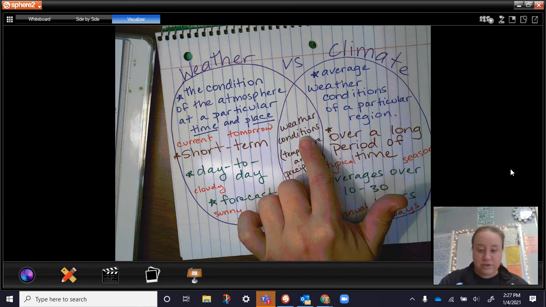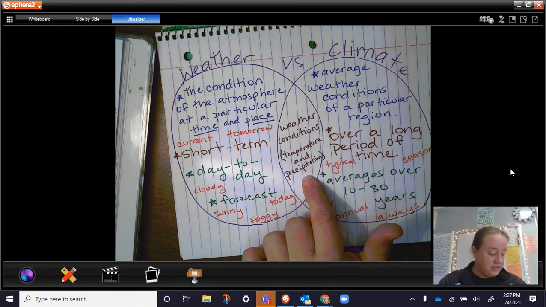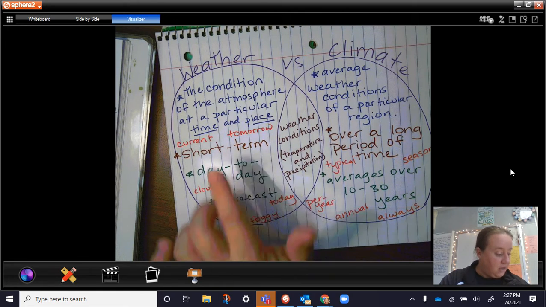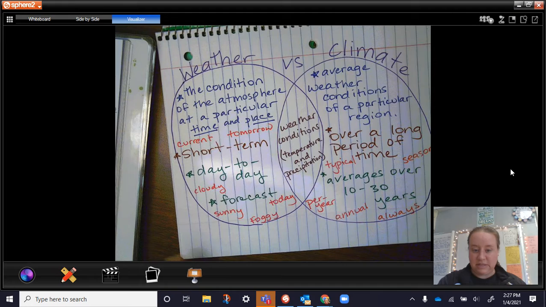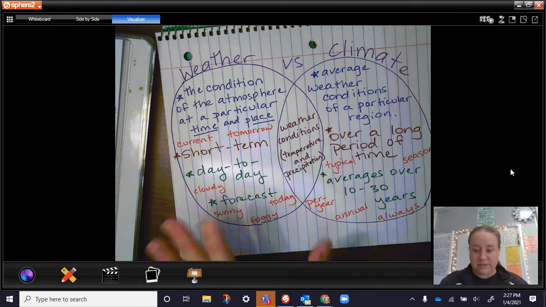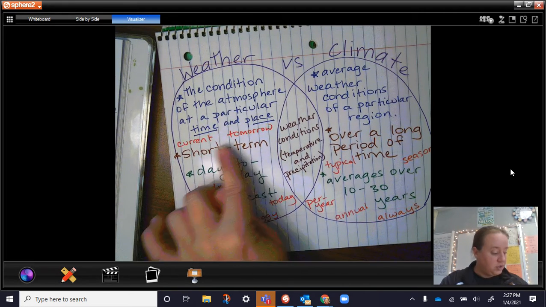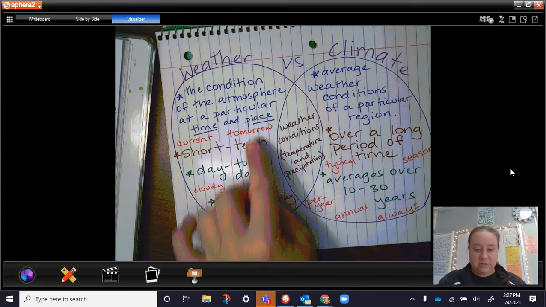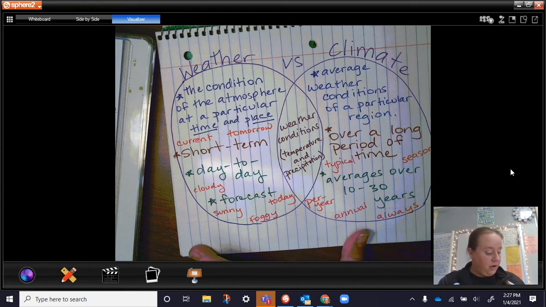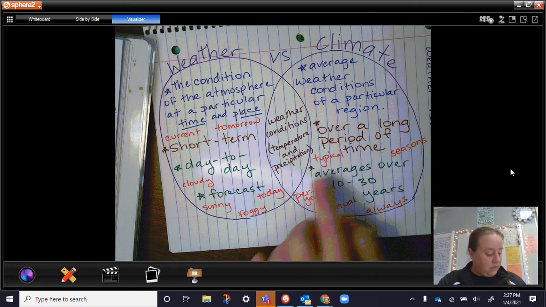So they both have to do with weather conditions, talking about temperature, precipitation. And then these red here are some keywords that signal, okay, I'm talking about weather versus climate. So current, tomorrow, cloudy, sunny, today, foggy. Those things are signaling that I'm talking about weather versus climate.